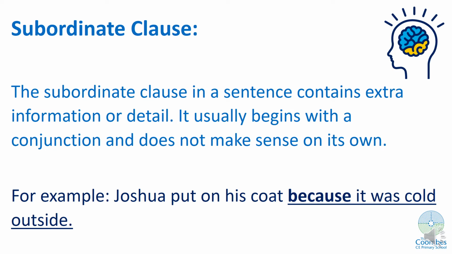A subordinate clause in a sentence contains extra information or detail. It usually begins with a conjunction, and it doesn't make sense on its own. Have a look at this example. Joshua put on his coat. We know that's the main clause because it was cold outside. Here's our subordinating conjunction. Because it was cold outside gives us some extra information about our main clause, but it doesn't make sense on its own.